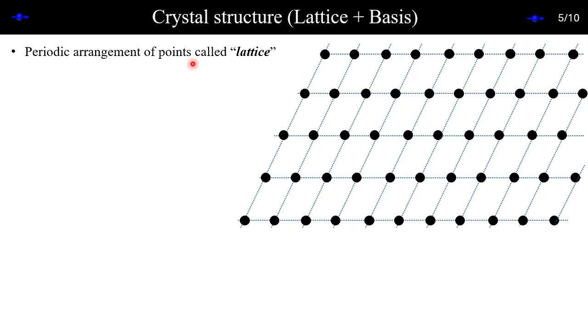So periodic arrangement of points is called a lattice. Okay, all are lattice points. So here in this picture you can see a two-dimensional lattice, a crystal forming in 2D, because this is easy to visualize. 3D is a bit complicated, 2D is much easier.